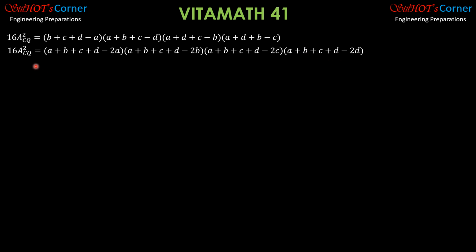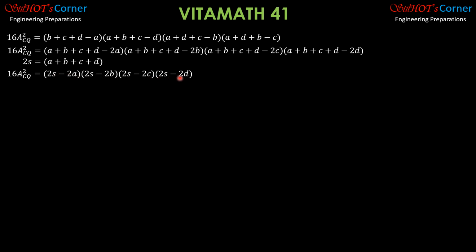We note that 2s is the perimeter, 2 times s, because s is half the perimeter, so a plus b plus c plus d. So we simply replace a plus b plus c plus d here by 2s. So 16 area of cyclic quadrilateral square equals 2s minus 2a times quantity 2s minus 2b times quantity 2s minus 2c then times quantity 2s minus 2d.